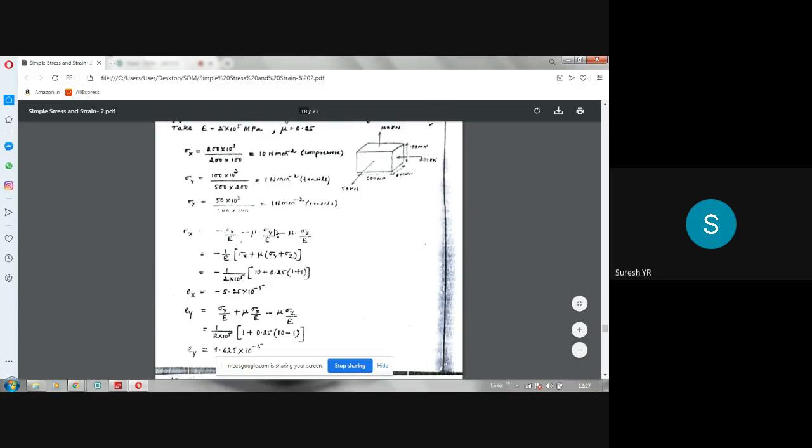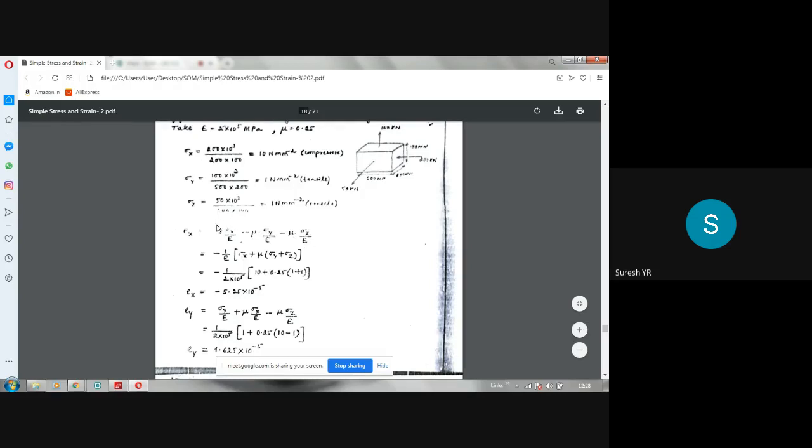Mu will come because it is lateral strain. Mu term will come into sigma y by E we have to take. Sigma y by E. Next, third one, what is the strain in x direction due to sigma z? So once again, sigma z is tensile in z direction, but it is compressive in x direction. So we are calculating Ex, strain in x direction. Since it is tensile in z direction, it becomes compressive in x direction. So minus will come here also. So minus mu times sigma z by E.